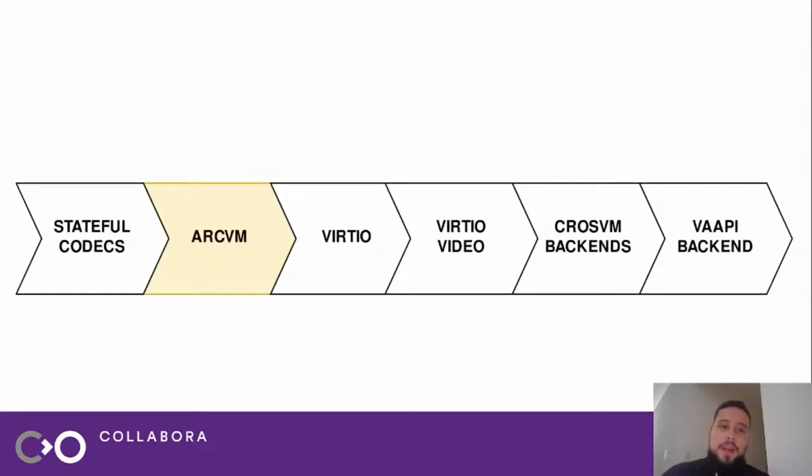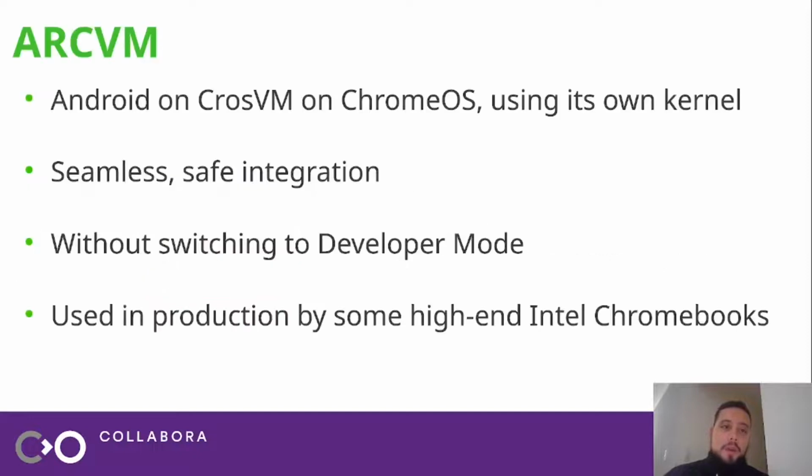And with that said, now we have to talk a little bit about ArcVM. ArcVM is Android on Crosvm on Chrome OS, which means running Android applications on Chrome OS with seamless, safe integration without switching to developer mode. And this is something that is already used in production for some high-end Intel Chromebooks.